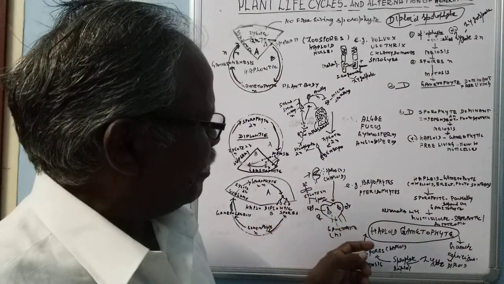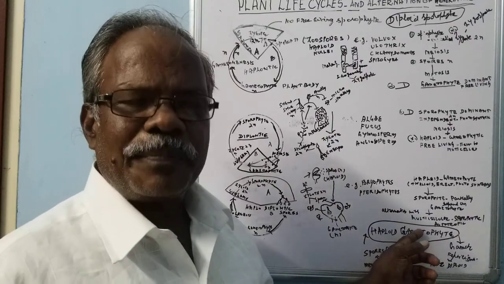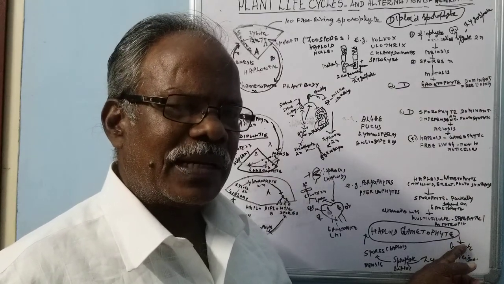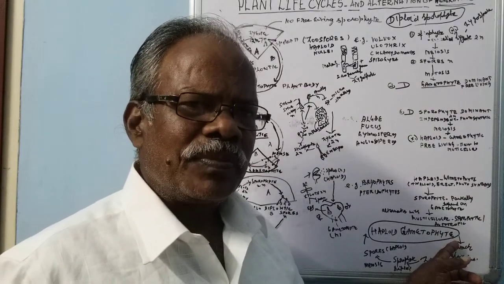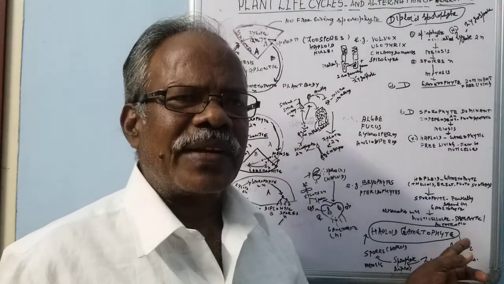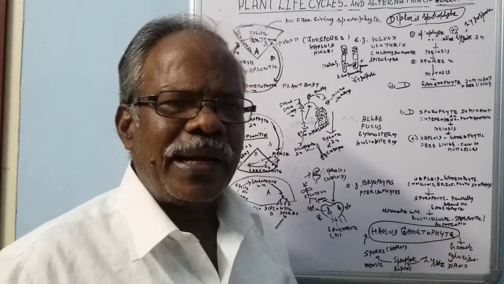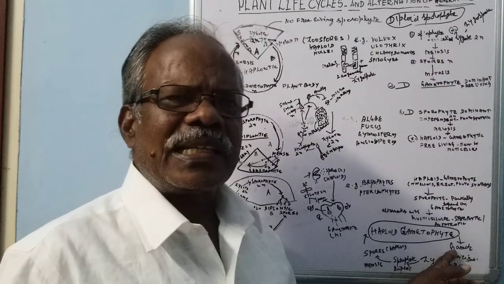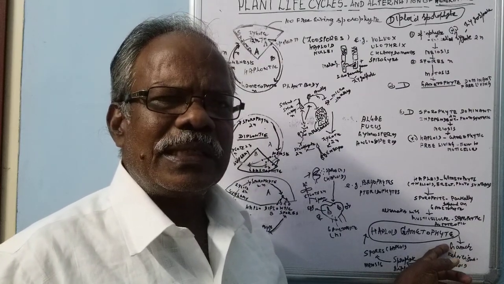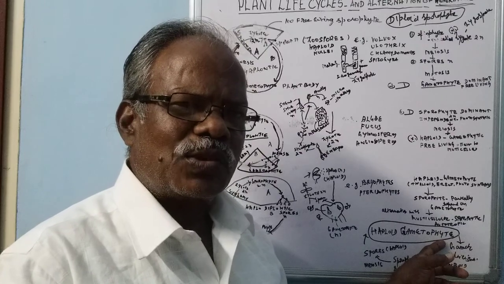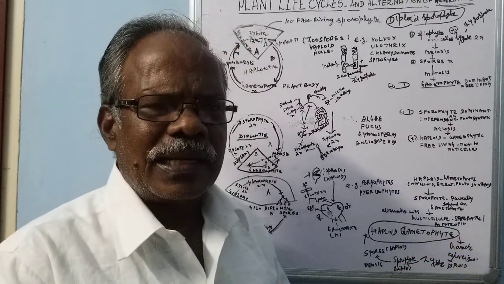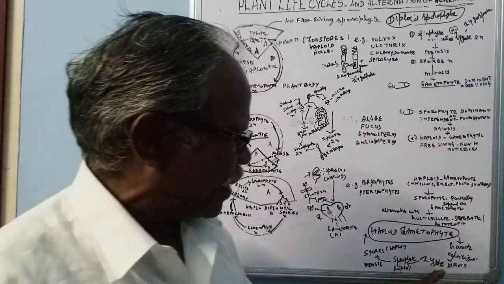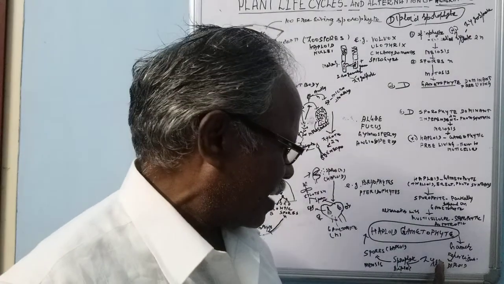So we will see the haploid gametophyte gives rise to gametes, that is male gamete and female gamete, and on combination of these two the fertilization happens. What is fertilization? The fertilization is the combination of male gamete and female gamete. So then after fertilization, the two cells, the male gamete and female gamete, fuse together, and that is called zygote. So zygote is diploid, that is even number of chromosome.